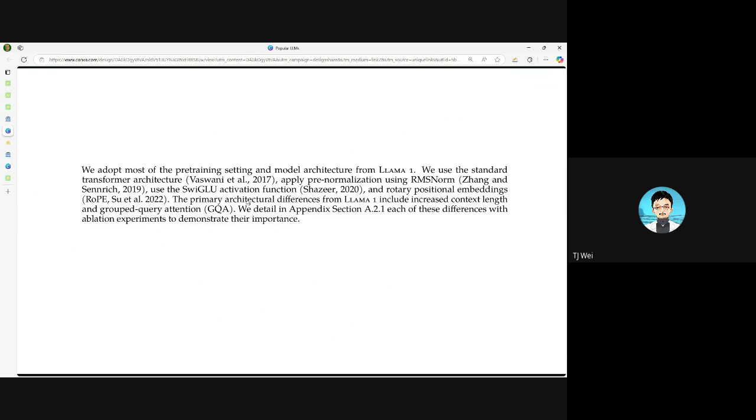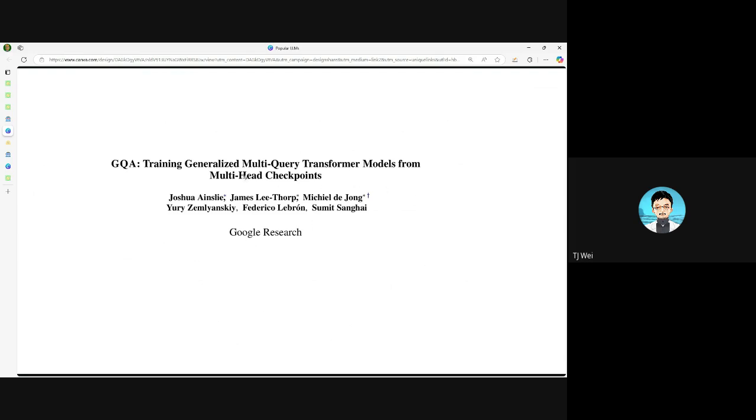The primary architecture differences from Llama 1 include the increased context length, which is not very creative. It's just a different scale. You use a larger context length. And the only thing new is that it uses grouped query attention, GQA. Okay, so GQA is from this paper, from a Google research paper.